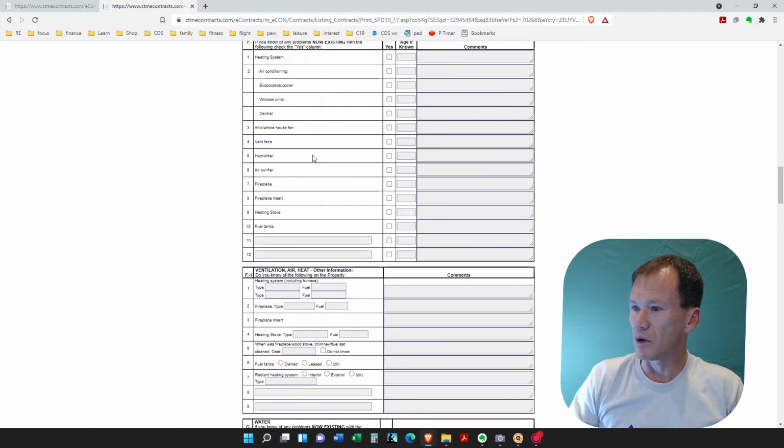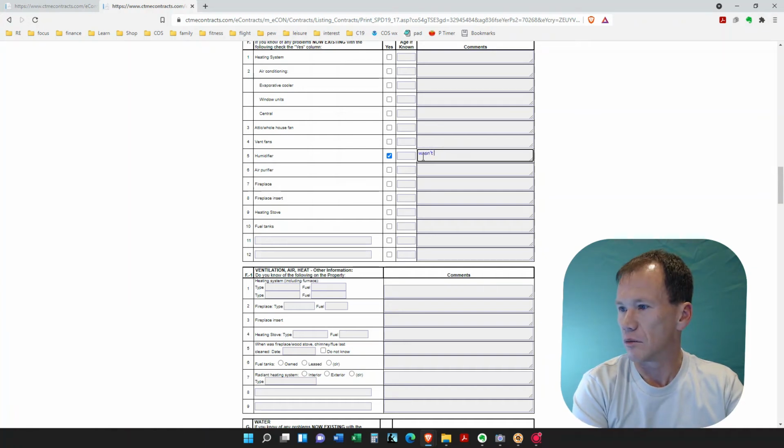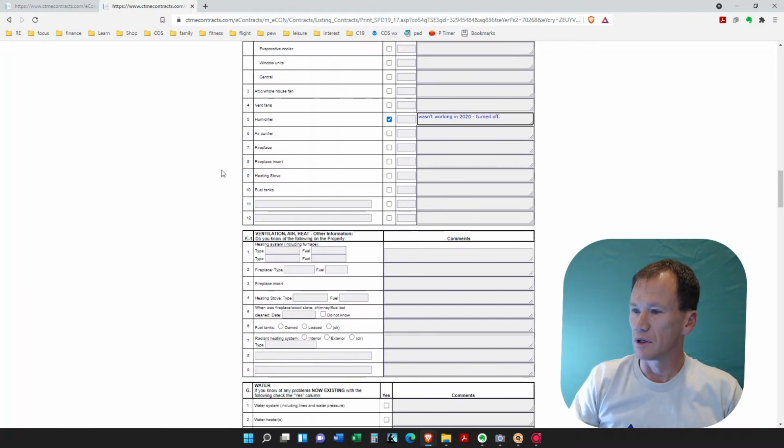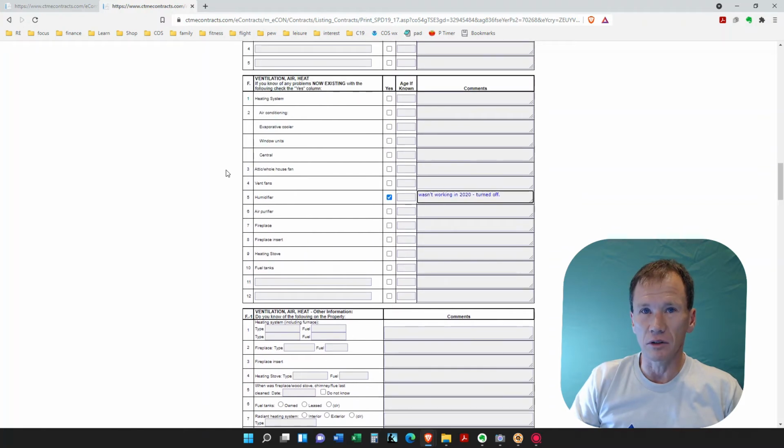I'm going to say no on any of these. Let's say we'll check humidifier. Humidifier wasn't working in 2020, turned off. That's all I know, right? Only fill out the information that you know. You don't have to go into too much detail, but you do need to make sure that your buyer understands what the situation is.